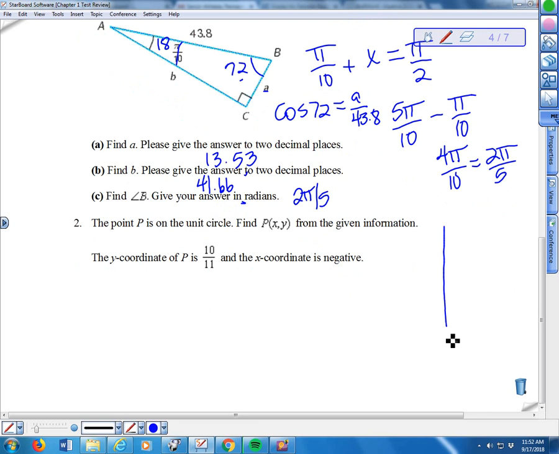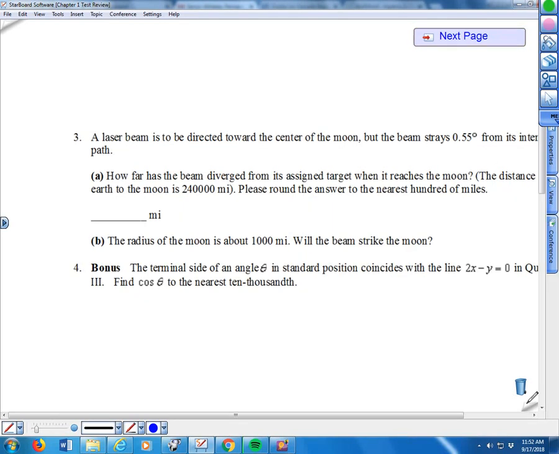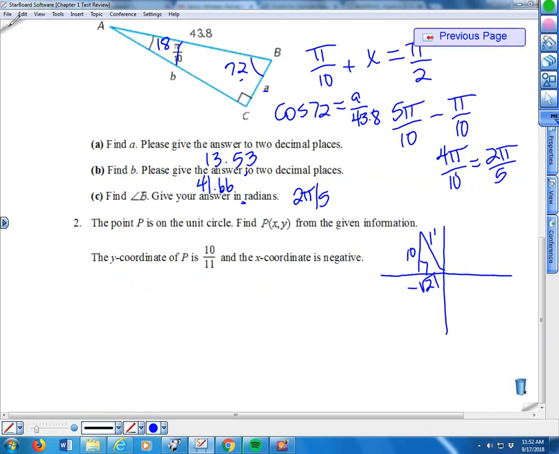Point P is on the unit circle. The x coordinate's negative, y coordinate's positive, so it's got to be in this quadrant. The y coordinate is 10 over 11, so this must be square root of 21, negative. And I'm finding the coordinate. So it's, no, what am I finding? I don't know. I'm finding the coordinate. So it's negative square root of 21 over 11, comma, 10 over 11. That's the point P.